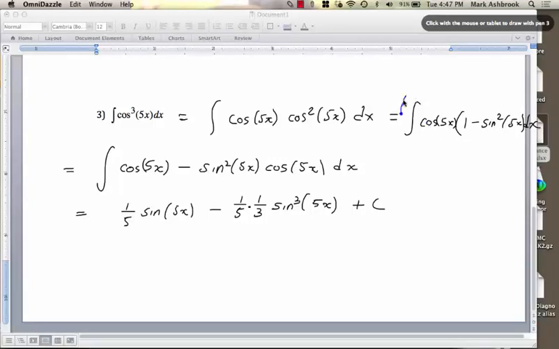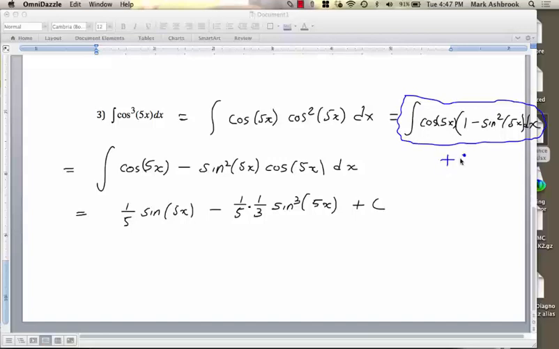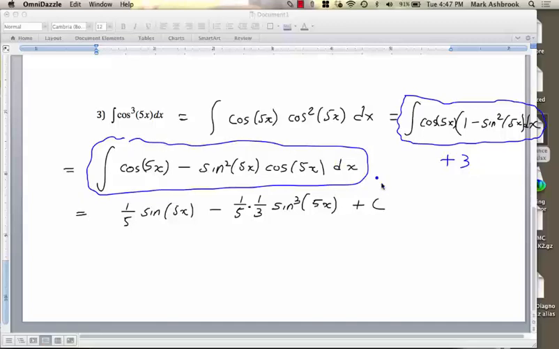Okay, and so getting to this right here, plus 3. And then multiplying out, and that's plus 1, distributing the cosine 5x. And then finally, the last step, doing the antiderivative, is another plus 3. So 7.